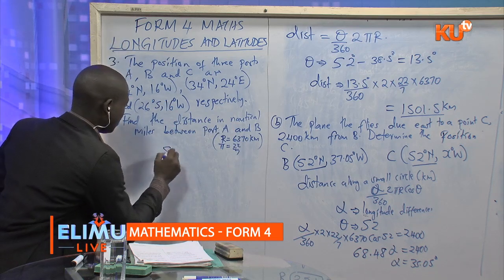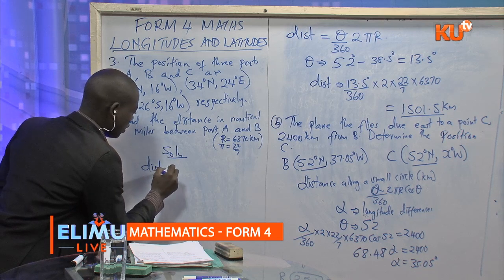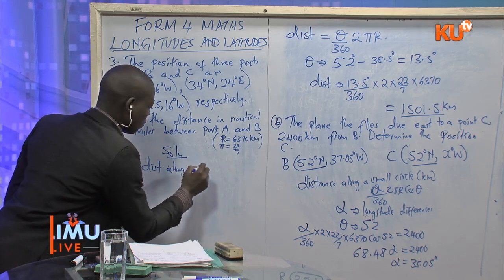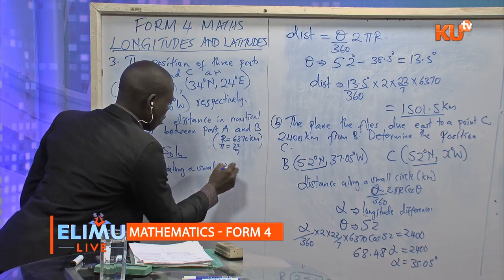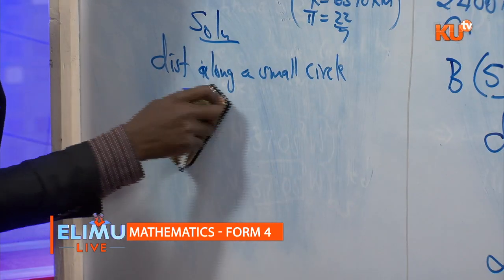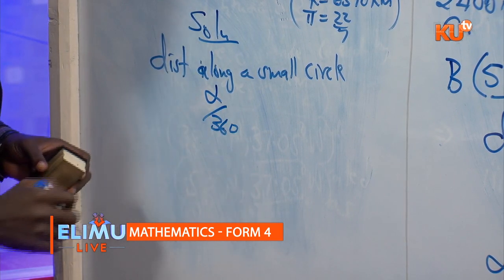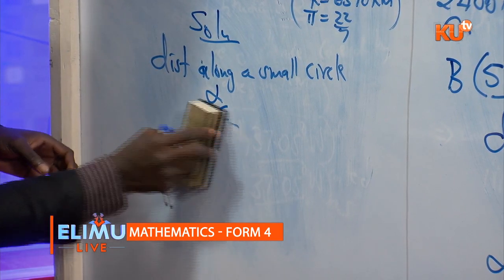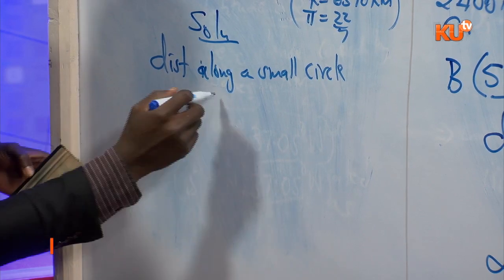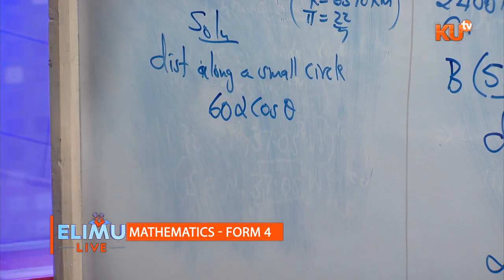So we'll say distance, because it's a small circle, distance along a small circle is simply theta, is simply alpha over 360. That is in nautical miles, sorry. Nautical miles, we shall have 60 alpha cos theta. 60 alpha cos theta.